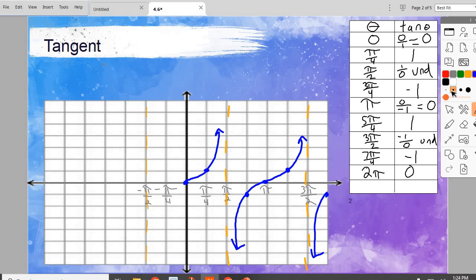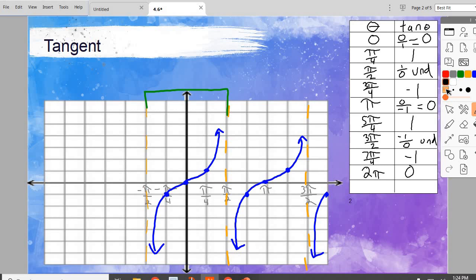Now remember that my graph is going to repeat itself over and over again, okay? So what happens after negative pi over 2 is the same thing that happens after pi over 2. So here it's going to be negative 1, and it's going to continue down forever. So when we're graphing, we want to center it around 0, which means that we need to include negative pi over 2 to pi over 2.